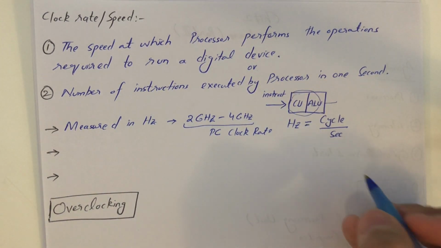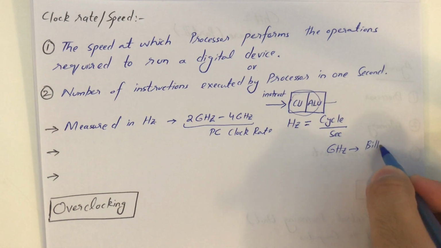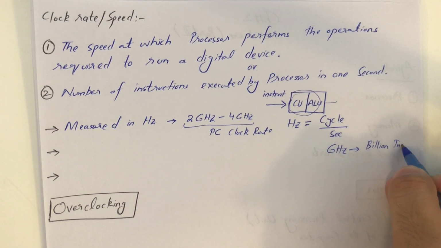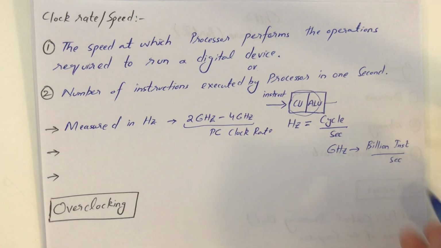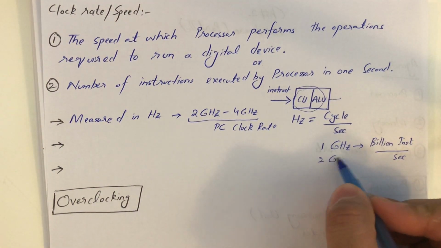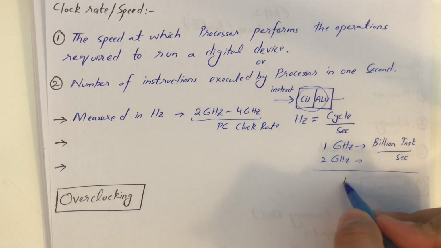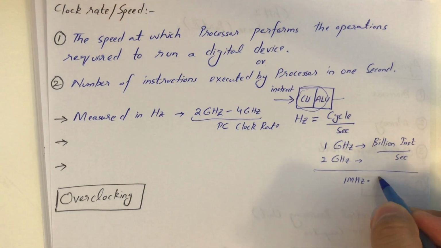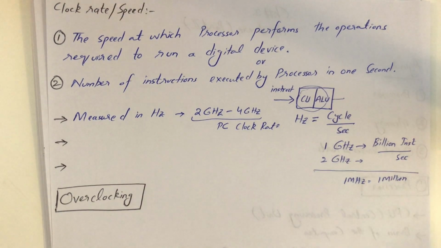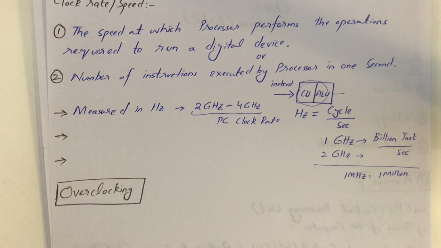So 2 gigahertz. Giga is basically a billion. So gigahertz means billion instructions per second. If your processor is 1 gigahertz, it can execute 1 billion instructions per second. If it is 2 gigahertz, it is going to be 2 billion instructions per second. Let's say if your processor is 1 megahertz, then it means 1 million. Mega is for million: 1 million instructions per second. But usually it ranges from 2 to 4 gigahertz.